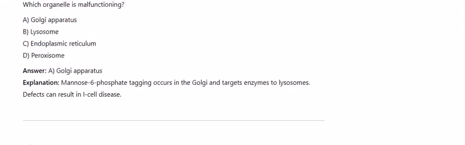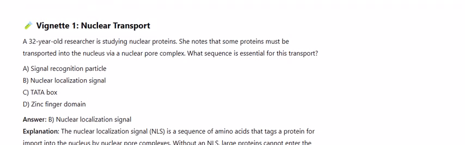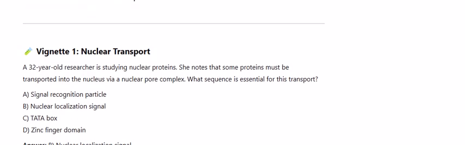Here are 10 Puerto Rico Medical Board-style clinical vignettes focused on cellular biology structure, with 4 answer choices and detailed explanations.